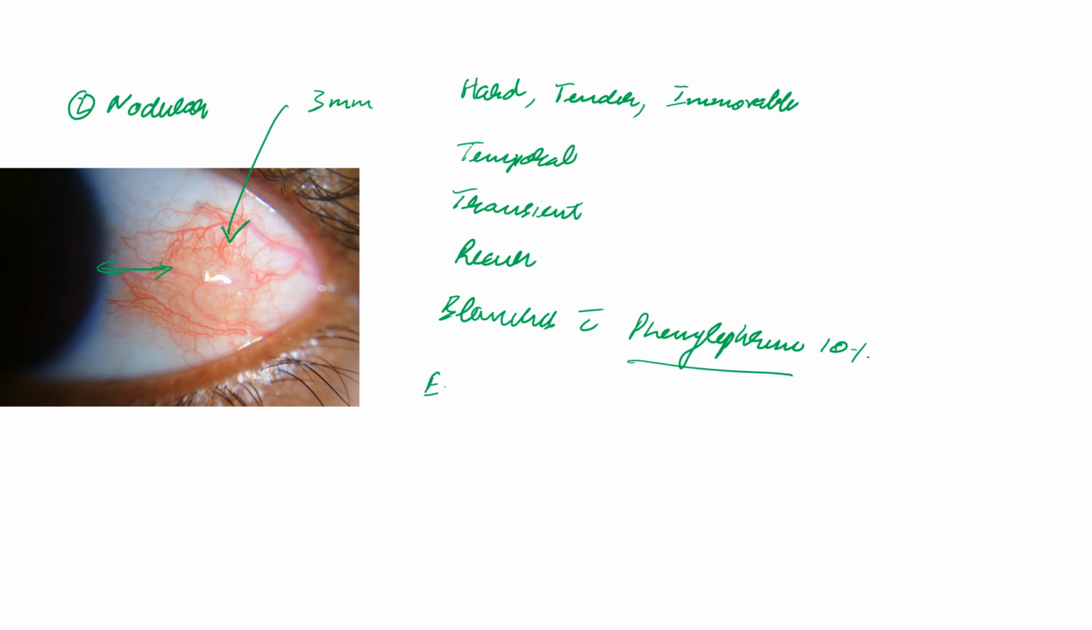Sometimes cases of episcleritis can have fleeting attacks which are frequently repeating. Such cases are called episcleritis periodica fugax. These are basically episcleritis attacks which are fleeting and frequently repeated.